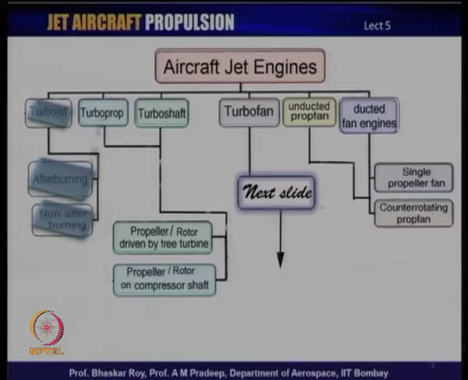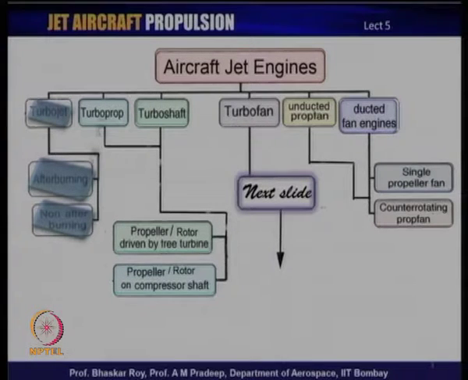Let us quickly take a look at the list which we had a look at once before, of all kinds of jet engines. We had talked about how there are so many kinds of jet engines, and the same list today we will look at very quickly. You see, on the left side there are three varieties, the turbojet, afterburning and non-afterburning, which we talked about in the last class. So, we will not talk about those variants anymore today.